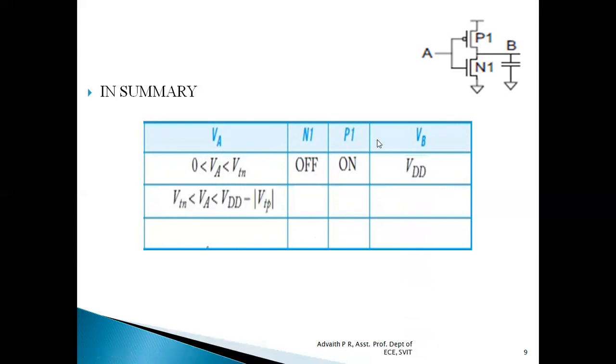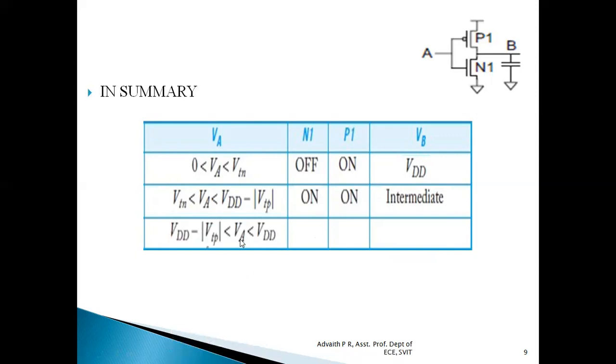Similarly, when the voltage VA at node A is between VTN and VDD minus VTP, both the MOSFETs N1 and P1 will be on. When both these MOSFETs are on, only for a small duration of time, the state at node B will be an intermediate state.